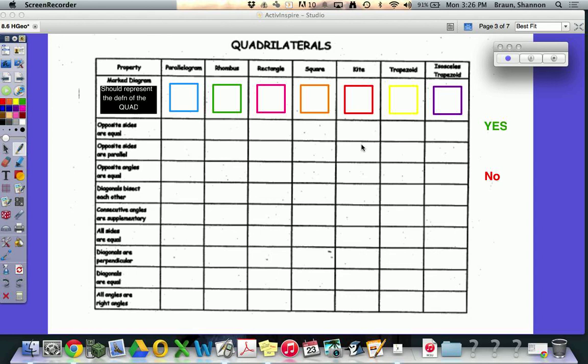All right, Honors Geo students, this is the last video of Chapter 8. In Section 8.6, we're just going to review all of the different properties that we have been covering throughout this whole chapter. And so we're going to take a look at this chart.